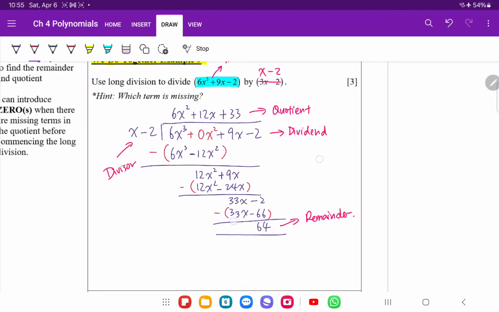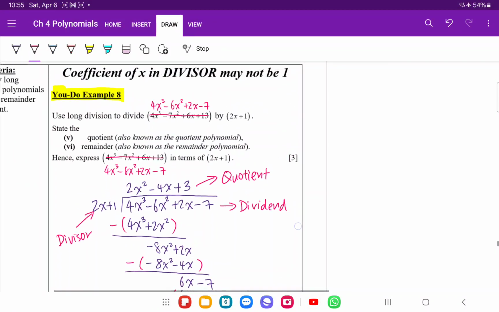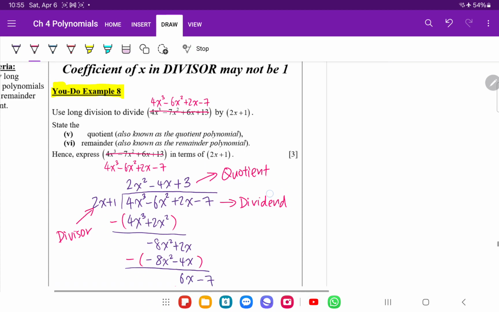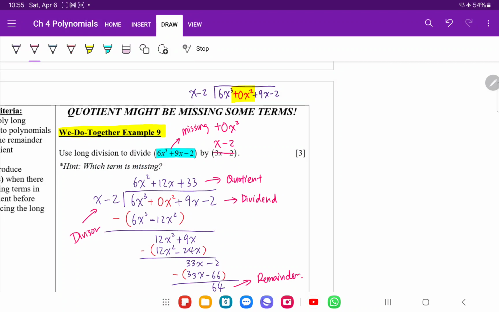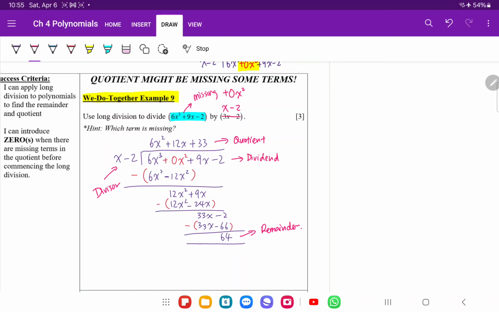Oh, sorry, the question didn't ask you to write down. So you see, there's a slight difference. For the previous question, they did ask you to express your answer in a particular form. But for this current question, they only ask you to do long division. So you don't have to put your answer in the form that they asked previously. So this will be enough. Okay?